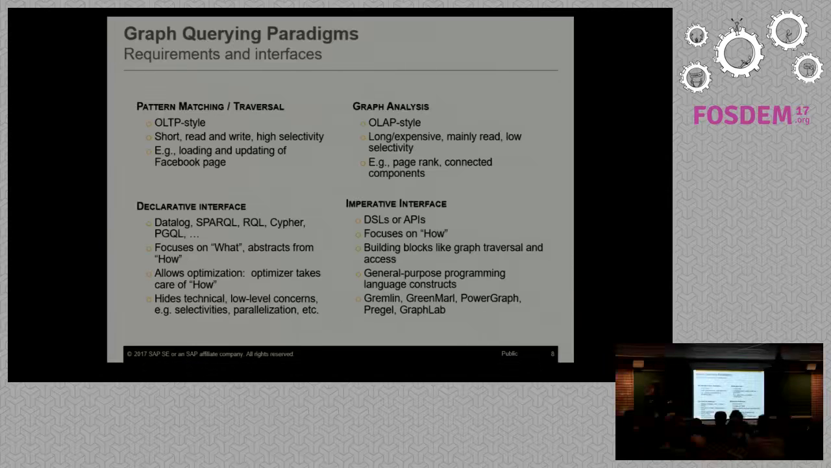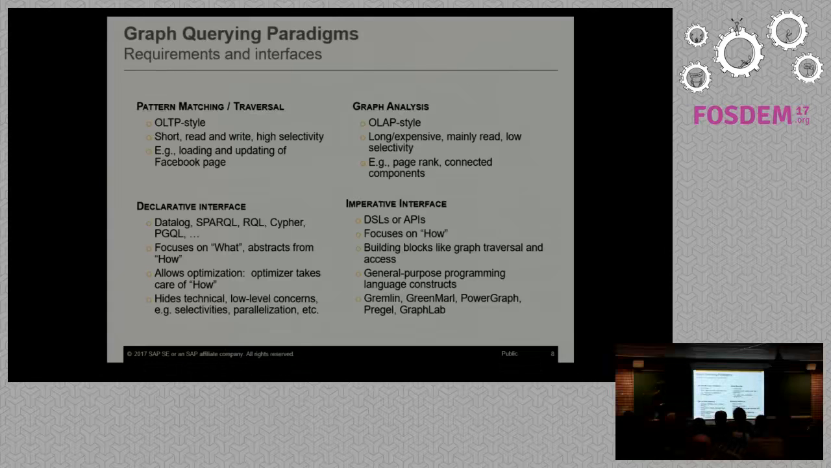And for this type of query, graph databases usually offer declarative interfaces like SPARQL, Cypher, or PGQL. And the declarative interface offers the abstraction from the how to what data should be provided, and it gives an optimizer the chance to deal with low-level stuff like selectivity estimations and parallelization.